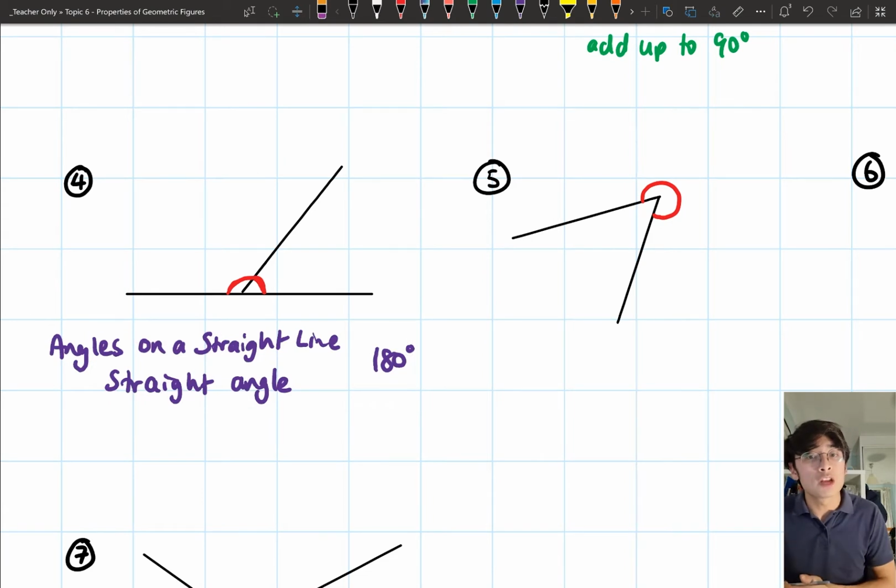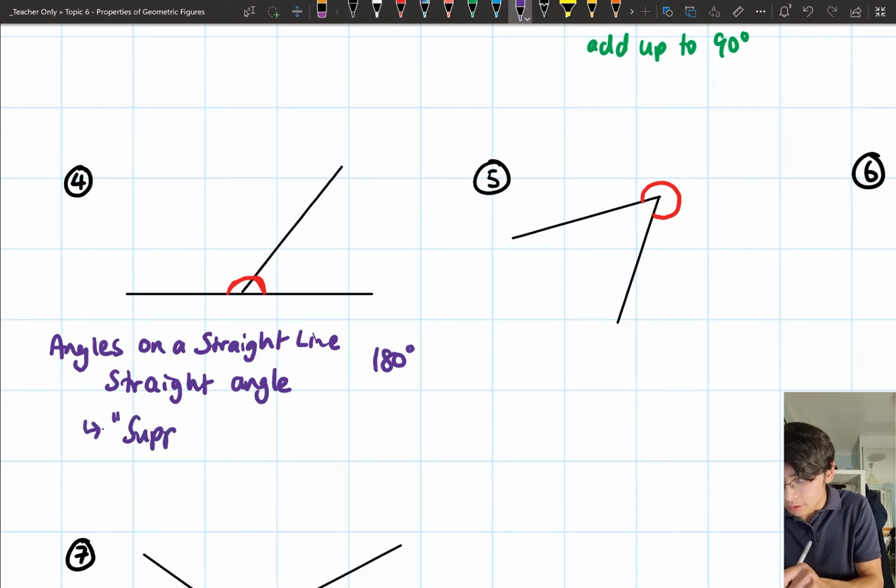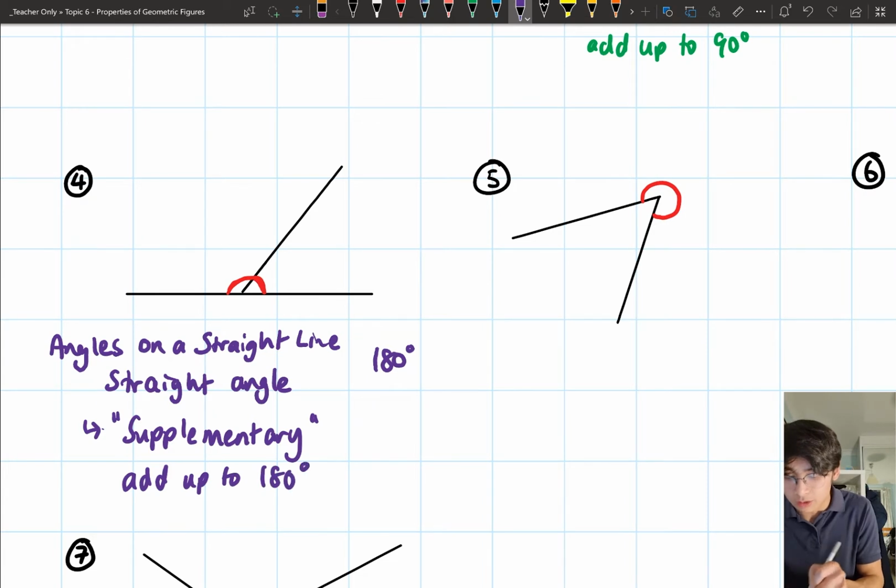And just like the 90 degree angle, there's actually another special word that we use here, which is called supplementary. So if two angles are supplementary, what this means is that they add up to 180 degrees. So if you've got two angles that are supplementary, it means that they add up to 180 degrees. They kind of fill this criteria here. So angles on a straight line.